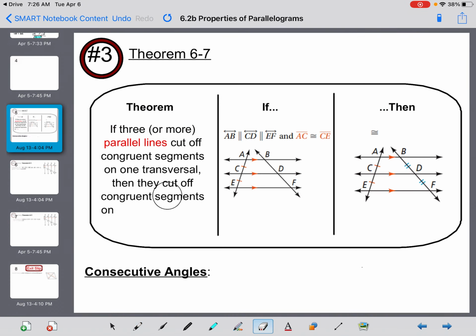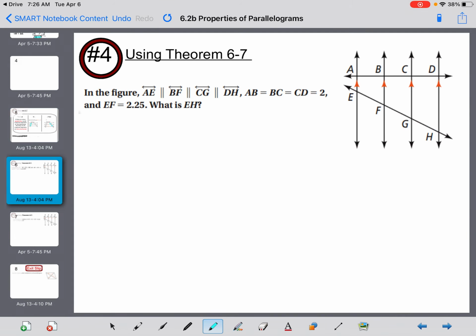Next theorem: if three or more parallel lines cut off congruent segments on one transversal, then they cut off congruent segments on every transversal. Okay, we don't need consecutive angles. So we have congruent segments, which means on the other side there's also going to be congruent segments. So in the figure, AE, BF, CG, and DH are all parallel. AB is equal to BC is equal to CD. So let's mark that. AB is equal to BC is equal to CD, and all of them are 2.